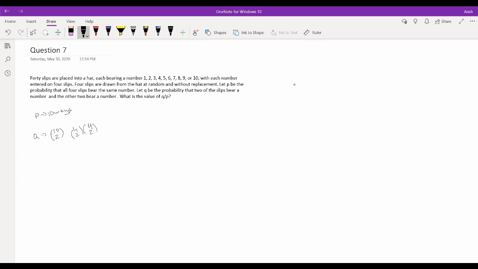So putting this all together, 10 choose 2 is 45, while 4 choose 2 is 6, which means that there are 1620 ways to pick two cards from two different numbers. Now, since both P and Q share the same denominator, the total number of ways to pick any four cards, 40 choose 4, we don't actually have to calculate that. We just need to find Q over P, which would be 1620 over 40 choose 4, divided by 10 over 40 choose 4. But the 40 choose 4 doesn't particularly matter, so just 1620 over 10 equals 162.